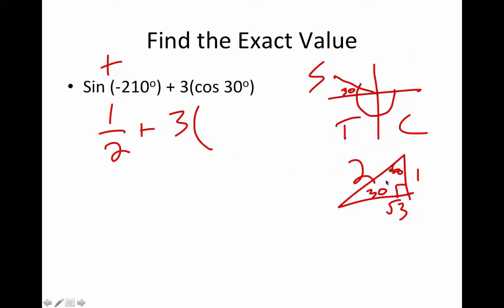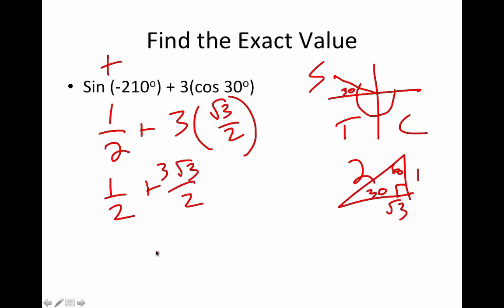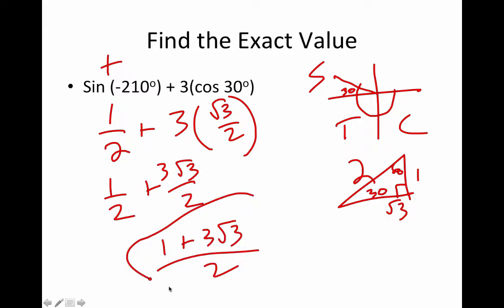Cosine of 30, quadrant 1, everything's positive. Square root 3 over 2. I get 1 over 2 plus 3 square root 3 over 2. Like terms, good to go. And exact value means leave it like this. That's the answer. So those are a couple of problems that might help you with the problems that we did from yesterday's assignment.